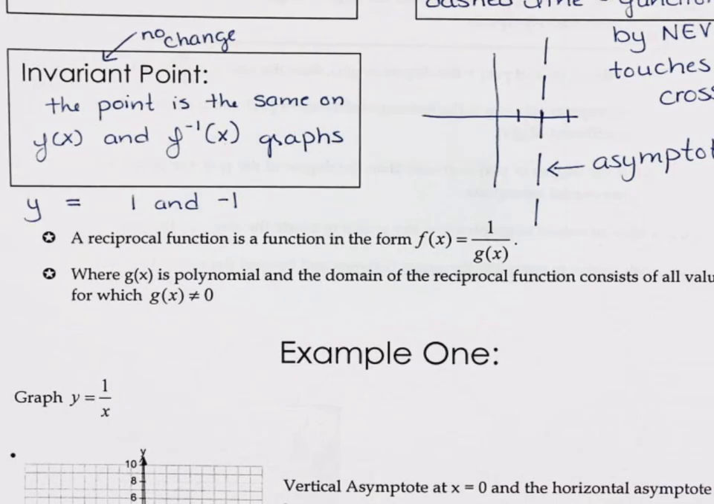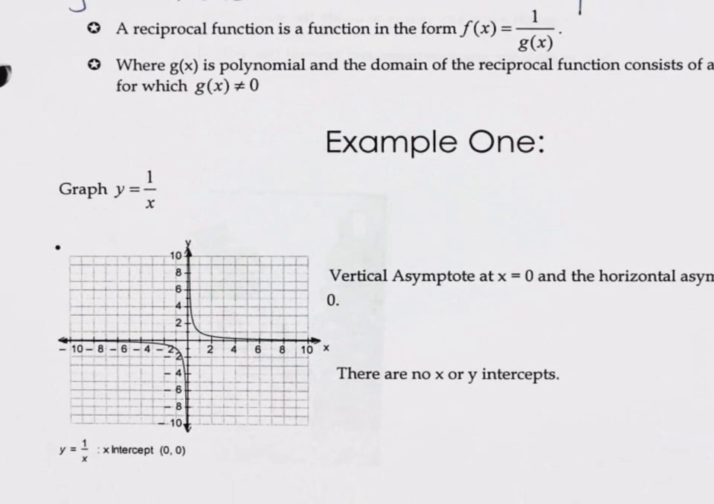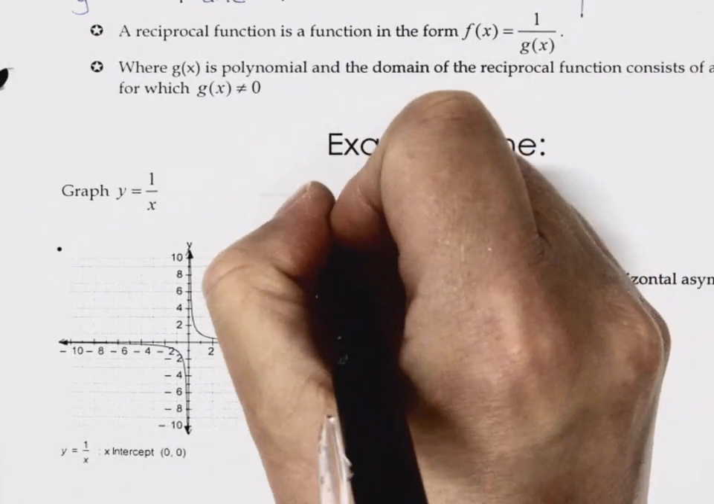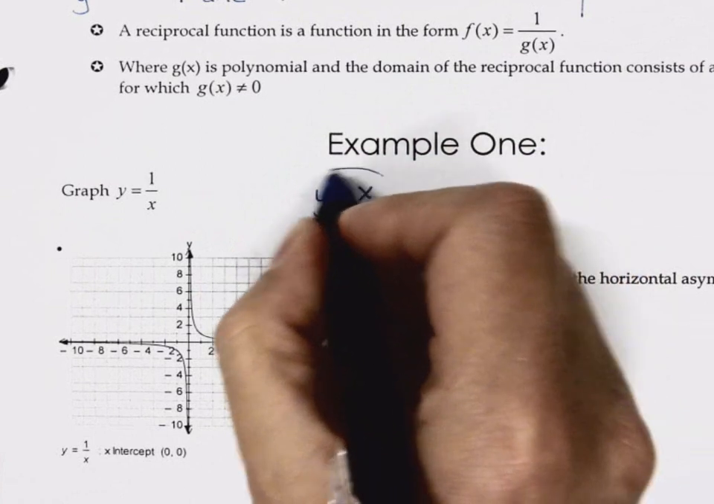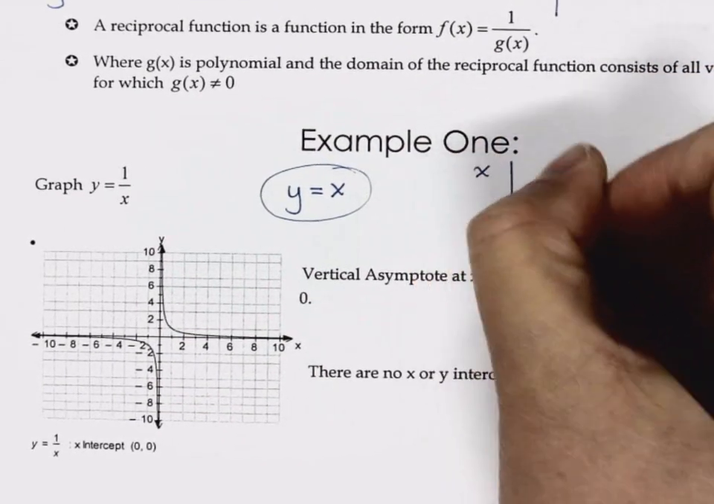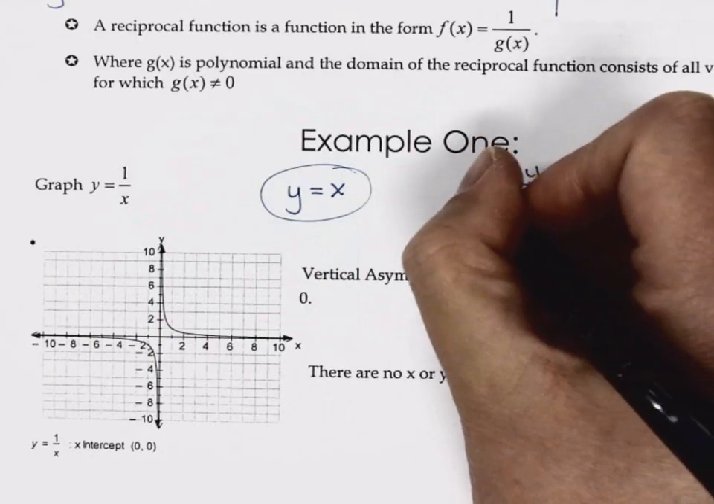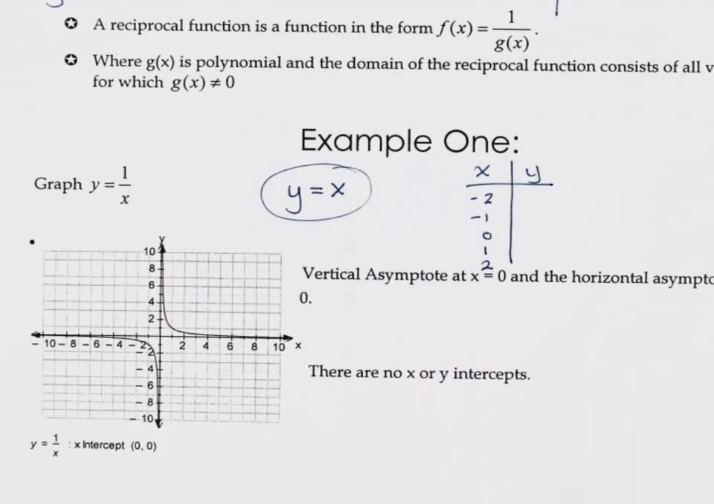Okay, let's do this one. It's already done for you. That's what the graph of 1 over x looks like. But let's back the bus up. Can we do a table of values for this function here? Just a little table of values. I'll give you the x's: -2, -1, 0, 1, 2.